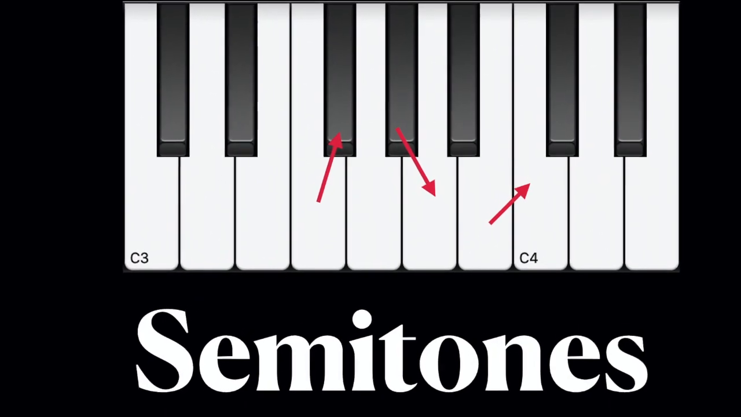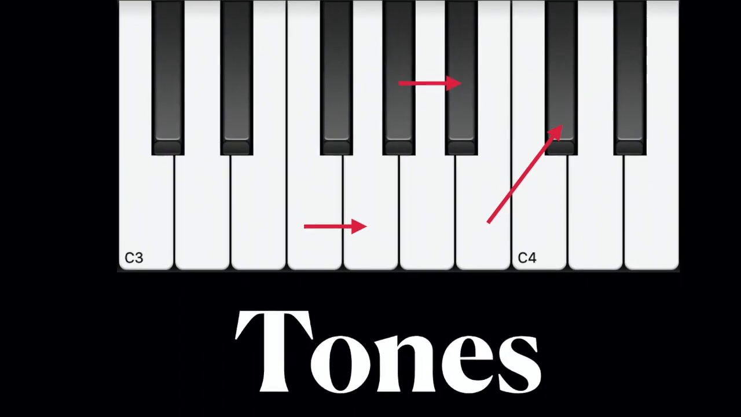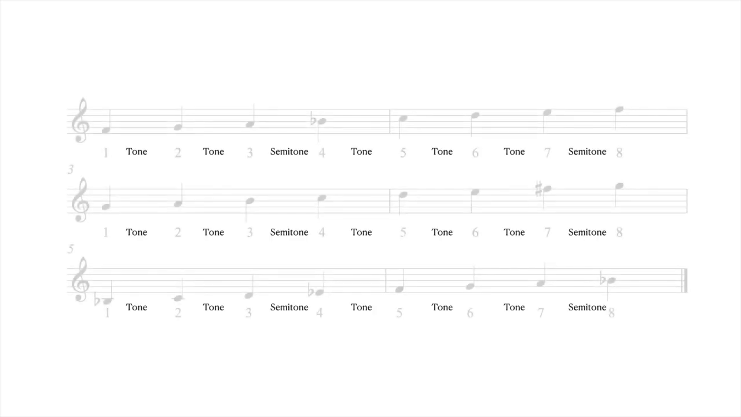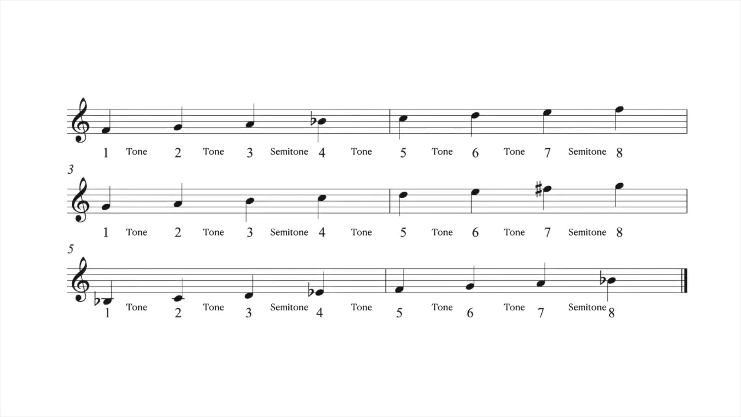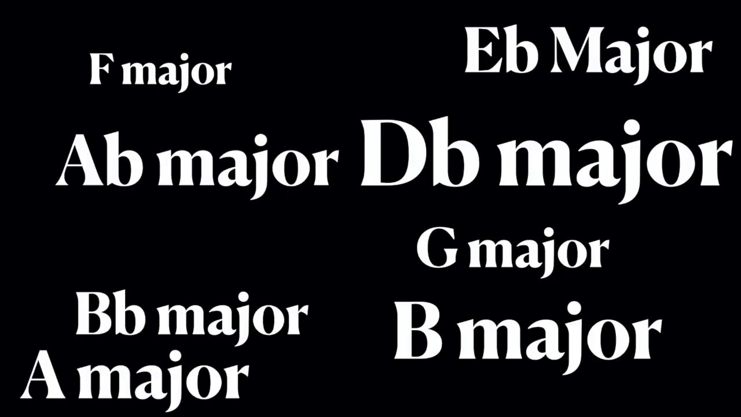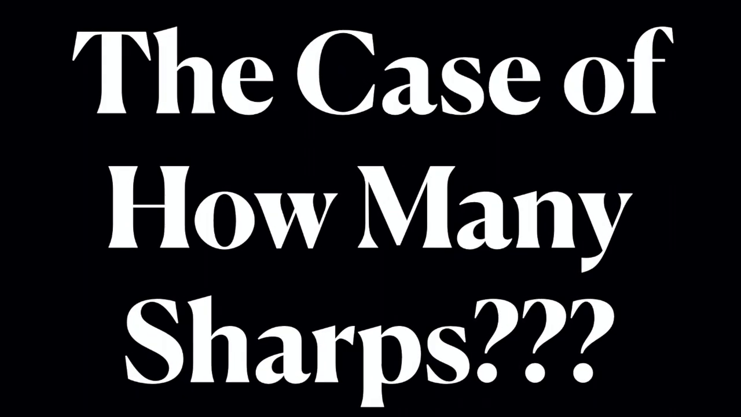In your quest to defeat Dr. Sharply Flat, you've learnt about semitones and tones. You have learnt that they always go in the same order to make a major scale. But now you have to work them out in 8 different keys. In the case of how many sharps?